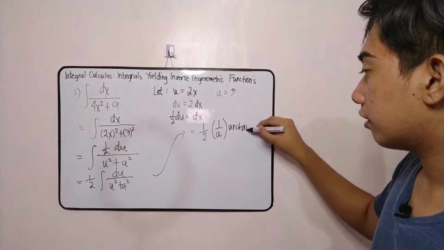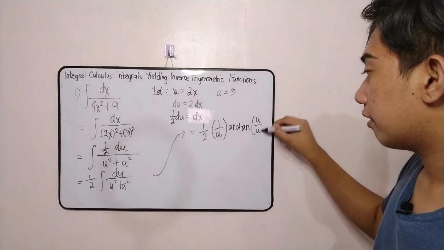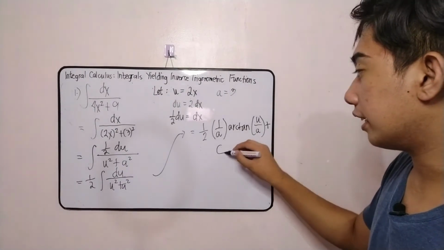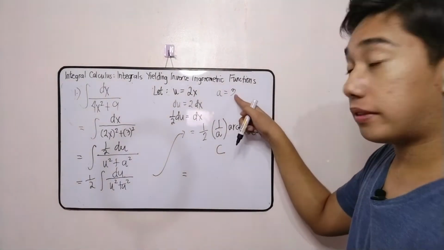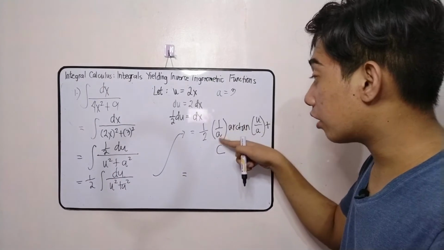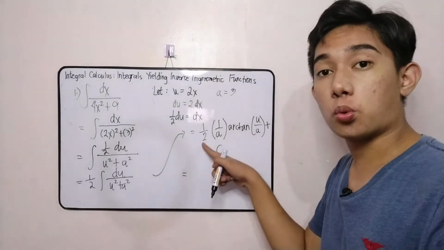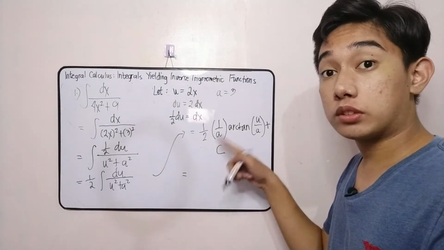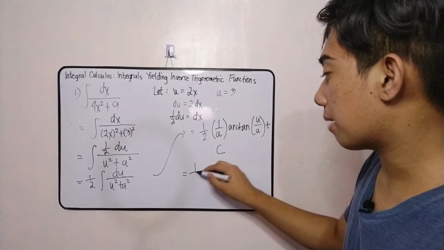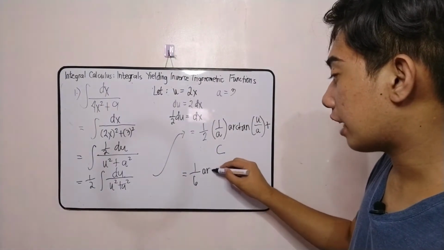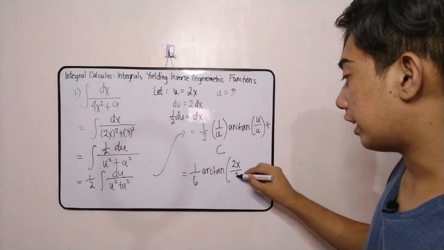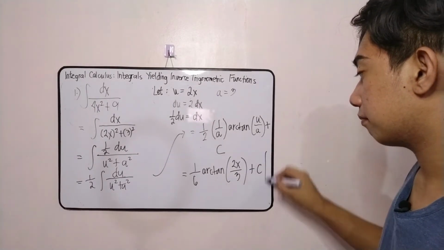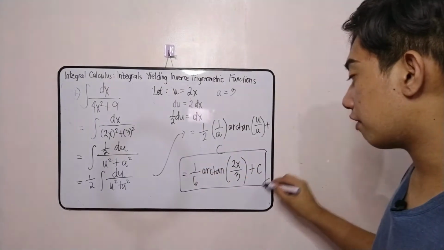Arctangent u over a plus c. And remember, we can plug in the values. If we substitute 3 here, we will multiply it by 2, so 1 over 2 times 3. So this becomes 1/6 arctangent 2x over 3 plus c. So this is our final answer.